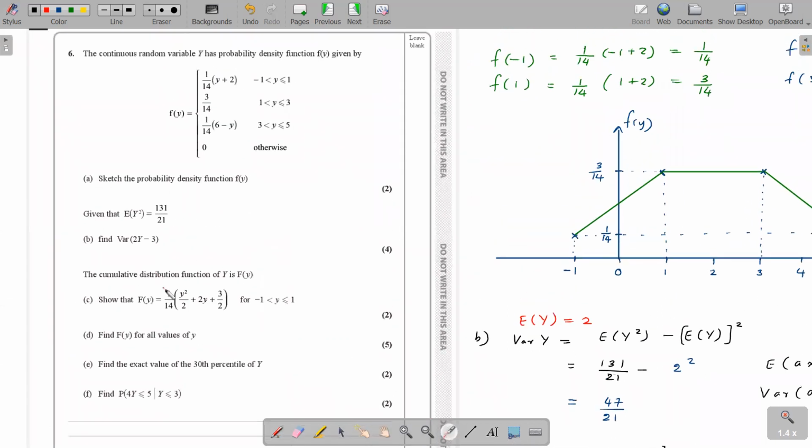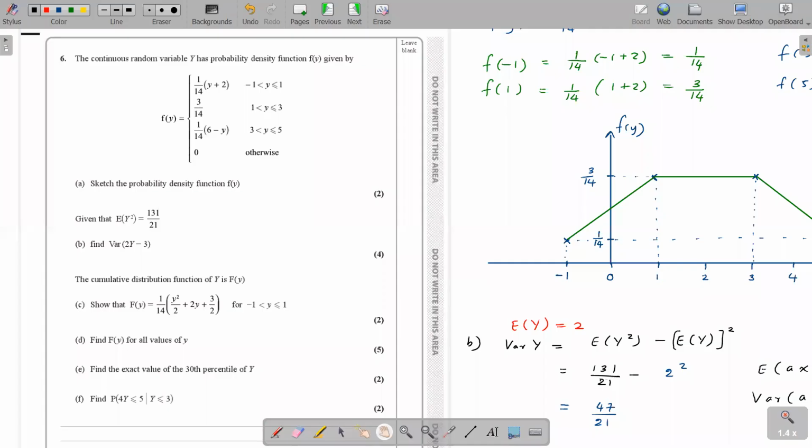Okay, moving on to part C, they say the cumulative distribution function of y is capital Fy. Show that capital Fy equals 1 over 14, y square over 2 plus 2y plus 3 over 2, for y values between -1 and +1. Okay, how do we get the cumulative distribution function?